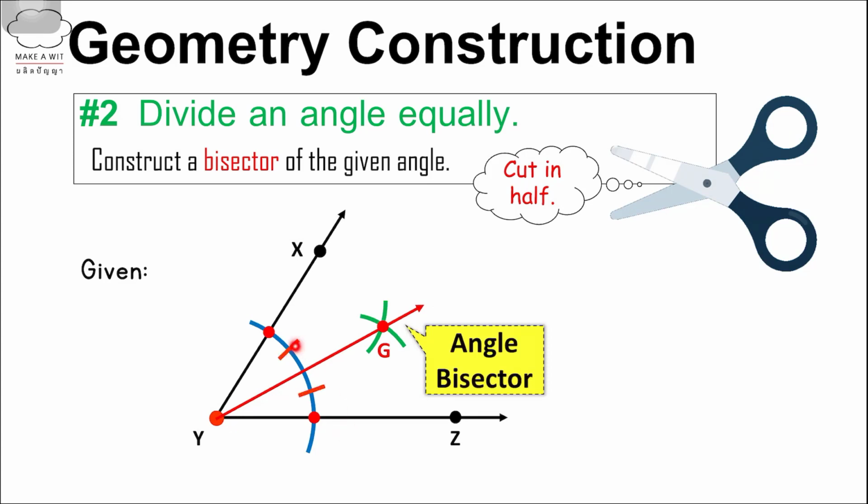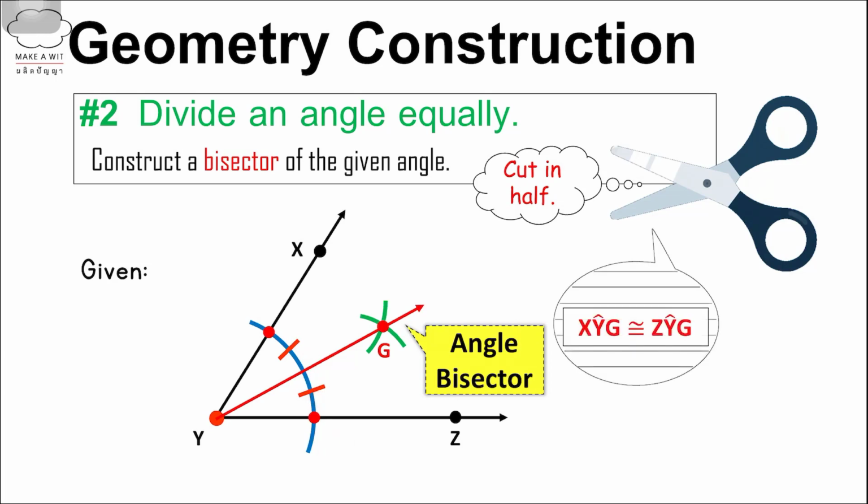And these 2 angles, up and down, will be equal. Okay? So that means the new angles, 2, 1, will be X, Y, G is congruent to Z, Y, G. Okay? Congruent to this angle.